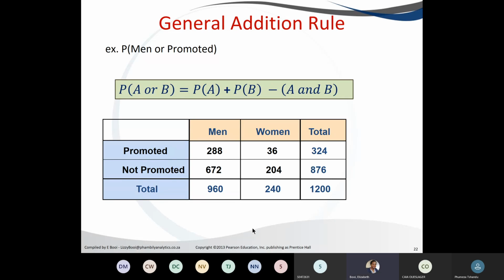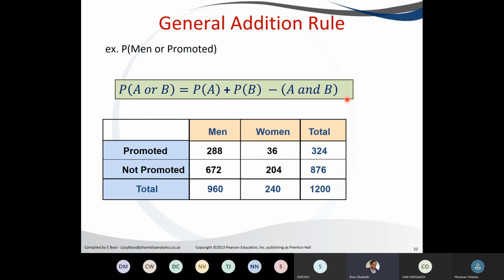The formula you remember is the probability of A or B, which is given by the probability of A plus the probability of B. If you look at this whole thing, when you calculate the probability of A, let's say our A in this instance is men. If you take men and calculate the probability of men by using 960, you will see that it includes 288. If you calculate the probability of B, which is promoted, you will notice that it also includes 288, and that is why there is that minus there. So it's part of the equation.